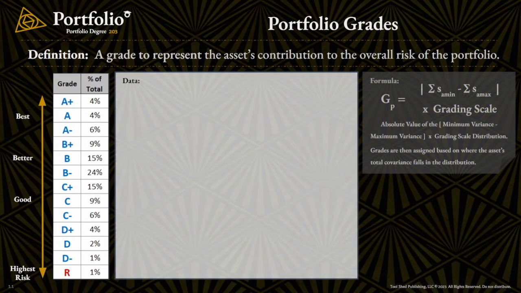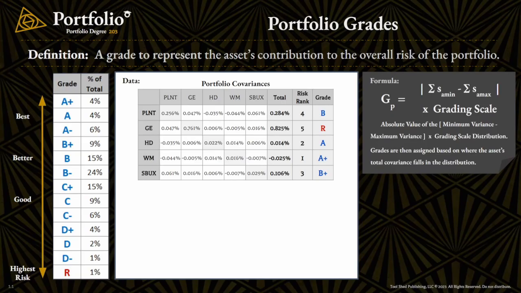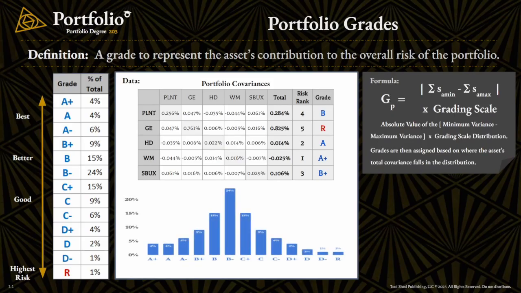In an effort to help you understand exactly what we do for portfolio grades, we take all of those covariances and apply the grades based on the distribution of the covariances. In this example, the asset with the most risk had a covariance of 0.825%. As the riskiest asset, our system identifies it with a portfolio grade of R, and that way it's easy to identify the asset contributing the most risk to your portfolio. The other covariances ended up with grades that are much higher, A's and B's.